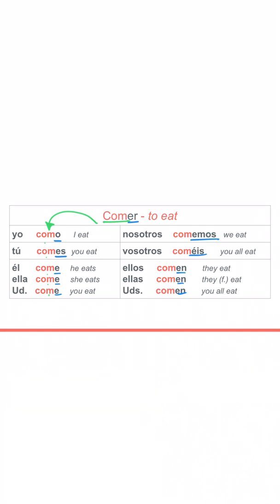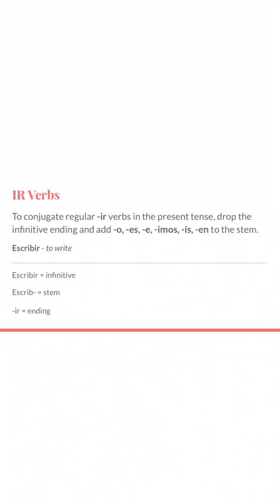Now, this next part, I don't know, it might be tricky, but I have a good feeling that you'll catch up. Now we're going to look at our IR verb endings. So to conjugate the regular IR verbs, guess what? We drop that infinitive ending. We are so used to this by now, and we simply add the new conjugated endings. Take a look. They are o, es, e, imos, ís, and en to the stem.